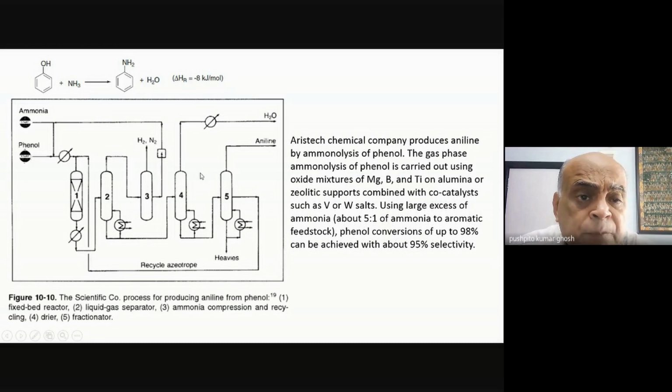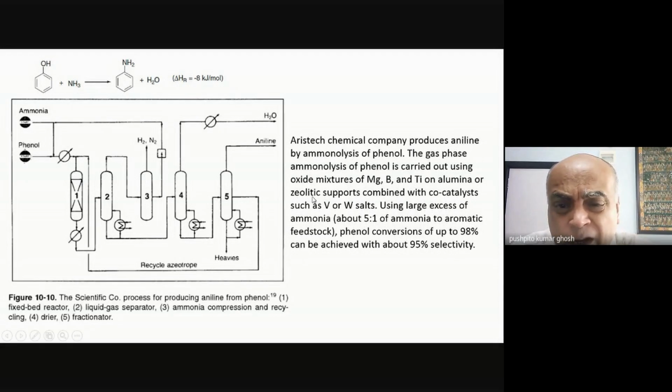Now, what is interesting is that because I talked to you about phenol, I thought I'd link it up. You can actually do a transamination. You can take phenol and react it with ammonia. The only thing is you need a large excess of ammonia, something like about 5-fold excess, okay? And it forms aniline. And the beauty of this process is that all I get is just water as the side product.